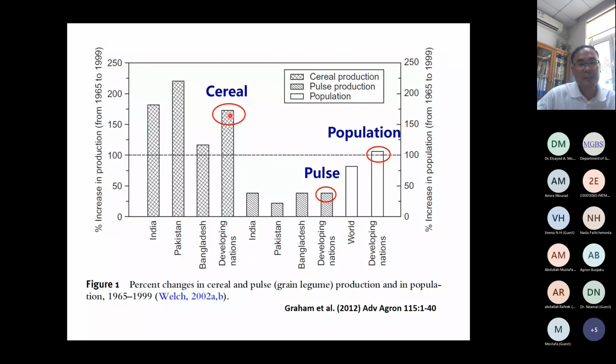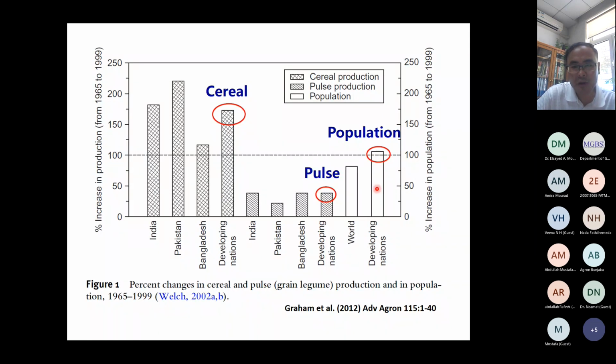You can see the cereal production increased by more than, I think, around 170%. So it can meet the demand of the increasing population. But for the more nutritious pulses, production has increased slowly, slower than the population increase rate.